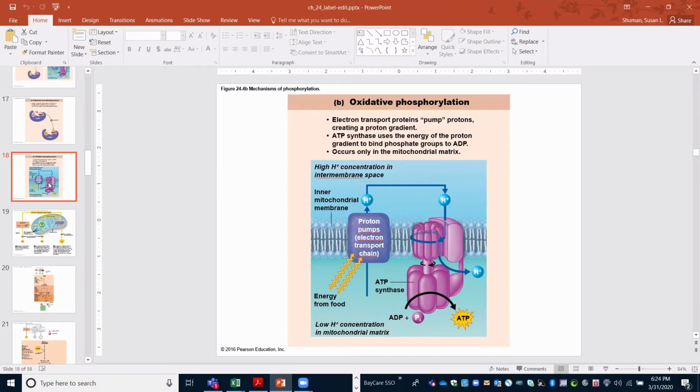Well, what those cristae do is they really create two separate compartments inside the mitochondria. And we use that to create a battery.